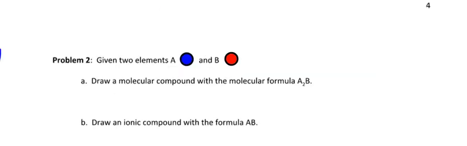You're almost done. All right, so given two elements A and B, I made mine blue and red so they show up. If you want to make yours colored in, or without coloring it in, I don't care. Do whatever you want. If you have a highlighter or colored pencil, go for it. So how would you draw a picture of a molecular compound with the molecular formula of A2B? Go for it. Okay, I got this. Okay, how about draw an ionic compound with a formula AB? Be careful. See if you're paying attention. Go for it.